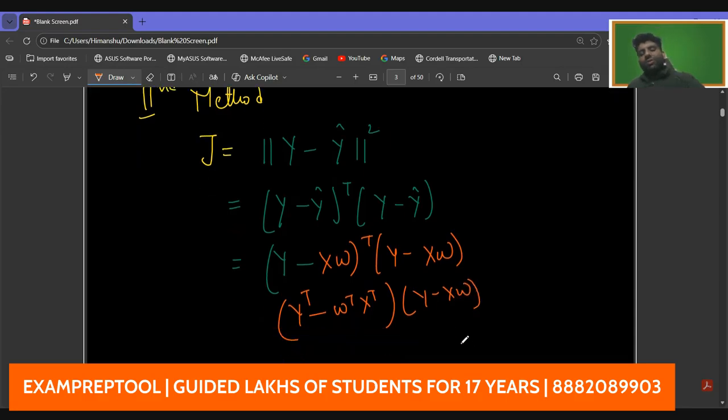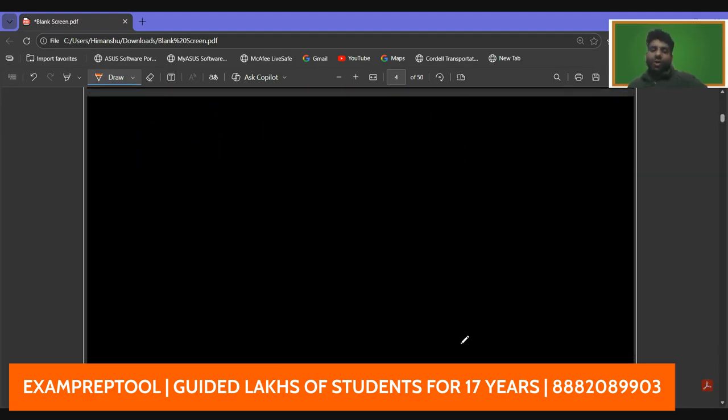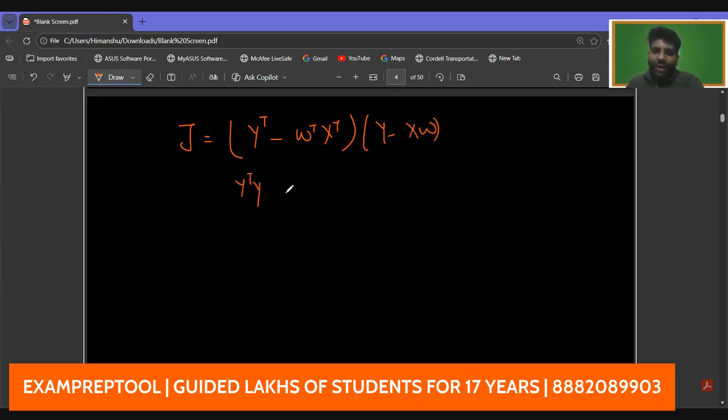Okay, so I'll go to the next slide. What I'm getting right now over here is j equals y transpose minus w transpose x transpose into y minus xw. If I just multiply these two terms together, what I'll be getting is y transpose y minus y transpose xw minus w transpose x transpose y plus w transpose x transpose xw. Now this is your j.